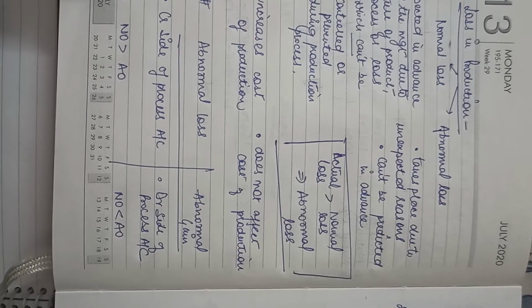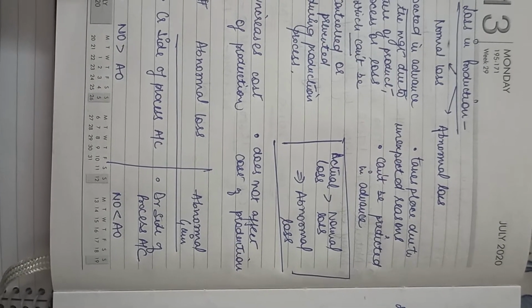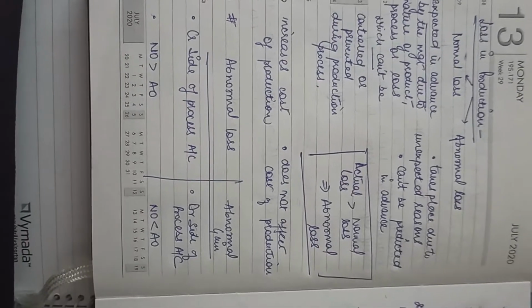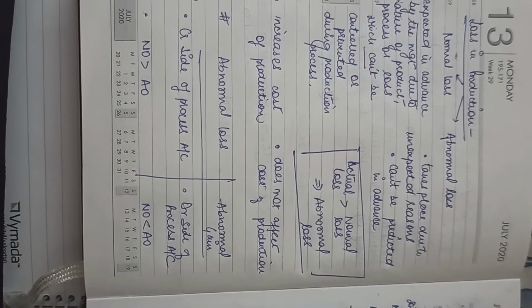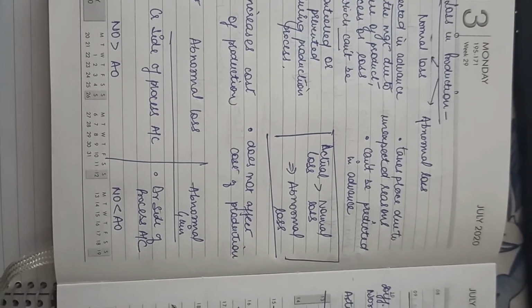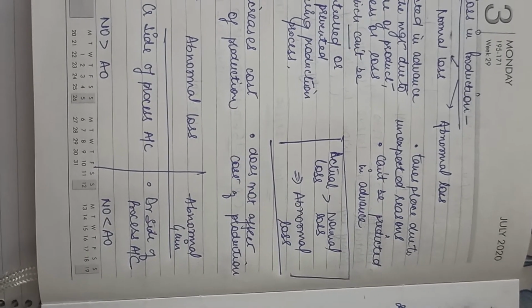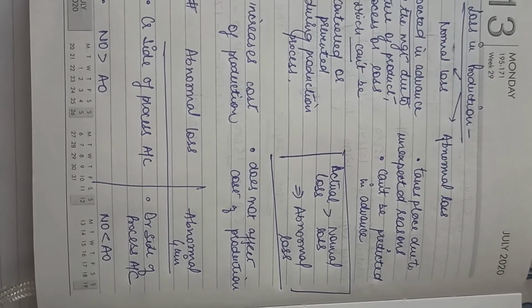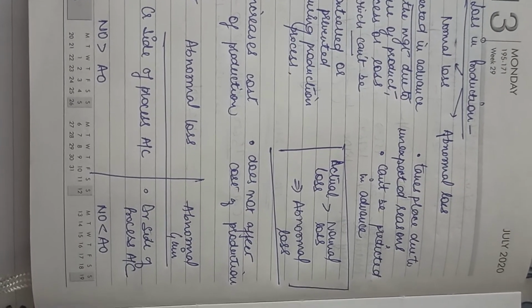Now let us take the concept of abnormal loss. Abnormal loss takes place due to unexpected reasons. They cannot be predicted and cannot be controlled by the management. They are generally due to unforeseen reasons which are not predicted by the management. They are just sudden to the process.